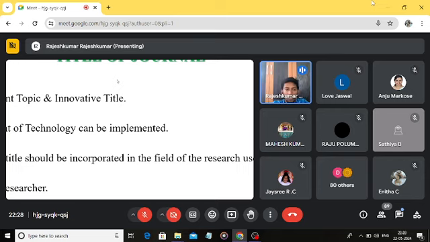If I am choosing the finance sector, I will give a title like a study on the impact of financial statement analysis in company X or Y, Z or anything. We have to give a correct format statement in the title, incorporating the field of research used by the researcher.